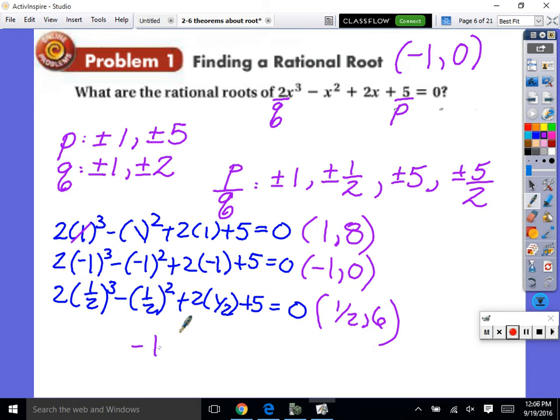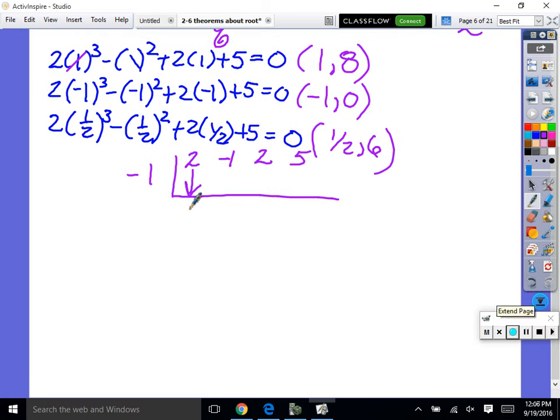So I go -1. I put in my little thing. Coefficients in front of the variables: 2, -1, 2, and 5. Let's go through this. Okay, let's get down here. 2 times -1 is -2. Stay with me because I might make an error. I'm going fast. We add straight down to -3 times 1 is, add straight down to 5, 5 times -1, add straight down 0. It better be 0 because that was a root.